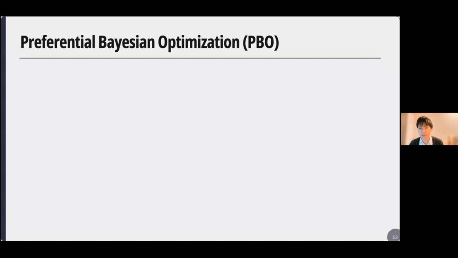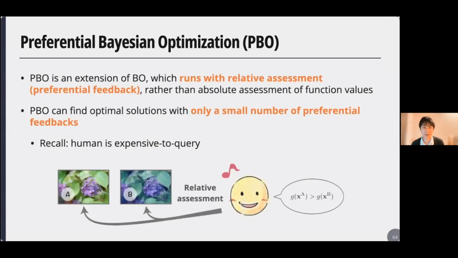And now let me go back to the explanation of preferential Bayesian optimization. PBO is an extension of BO, and it runs with relative assessment queries instead of absolute assessment. So we can use PBO with human evaluators effectively. And similar to BO, PBO can also find optimal solutions with only a small number of preferential feedbacks. This property is very important for us because humans are expensive to query.